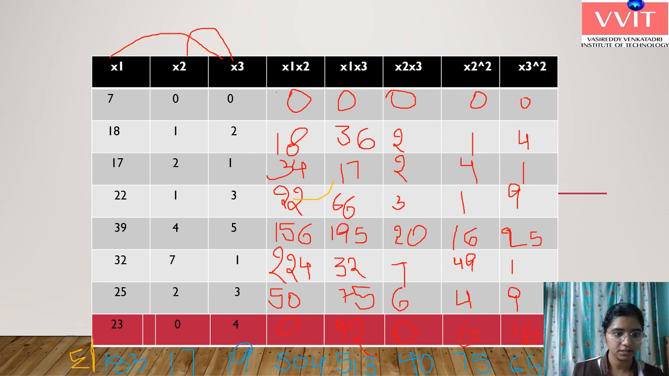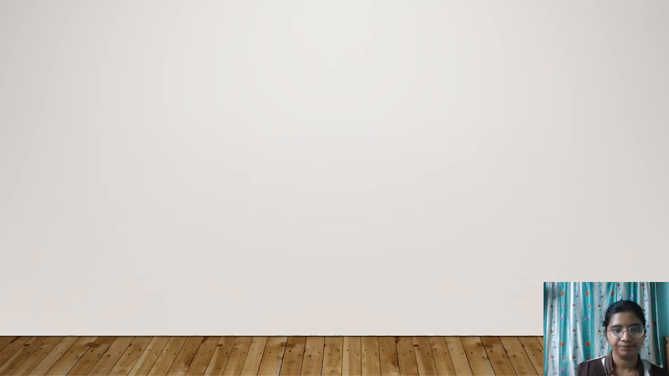That means sigma x1 is 183, sigma x2 is 17, sigma x3 is 19, sigma x1 x2 is 504, sigma x1 x3 is 513, sigma x2 x3 is 40, sigma x2 square is 75, sigma x3 square is 65. And by substituting all these values in the normal equations and solving them, we'll get the values of constants a, b, c.